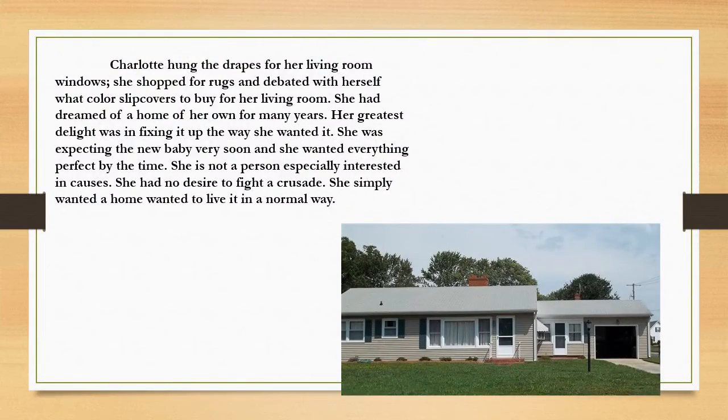Charlotte hung the drapes for her living room windows. She shopped for rugs and debated with herself what color slipcovers to buy for her living room. She had dreamed of a home of her own for many years. Her greatest delight was in fixing it up the way she wanted it. She was expecting the new baby very soon, and she wanted everything perfect. She is not a person especially interested in causes. She had no desire to fight a crusade. She simply wanted a home, wanted to live in it in a normal way.